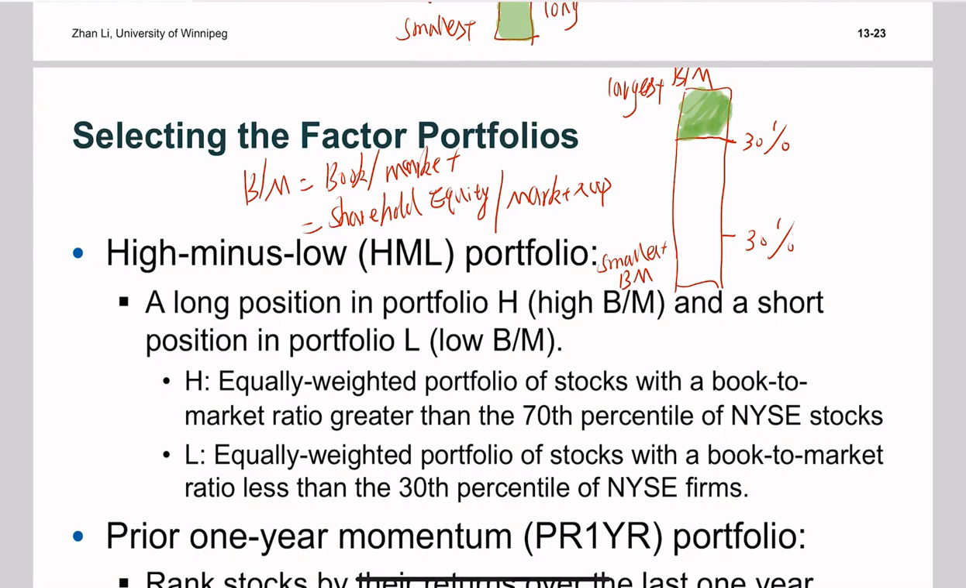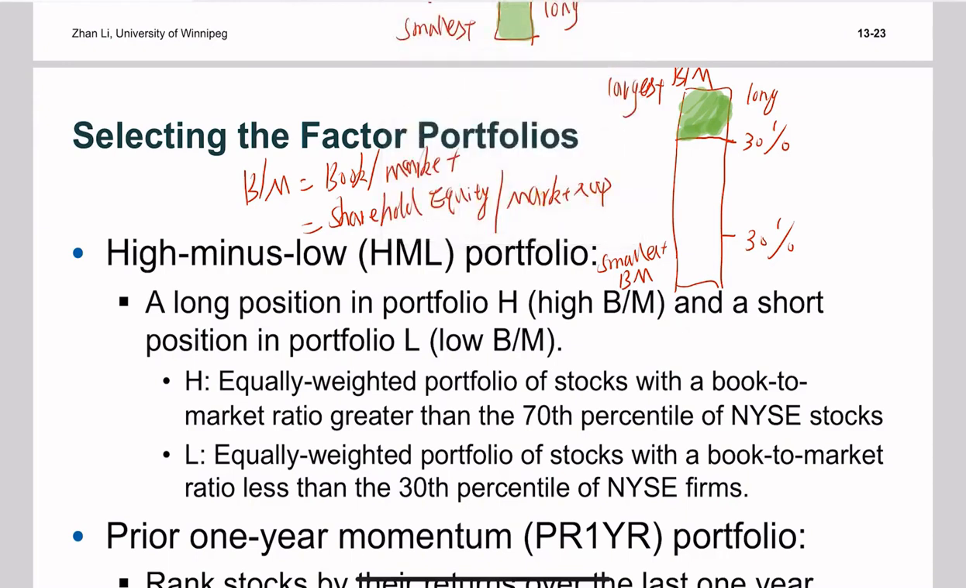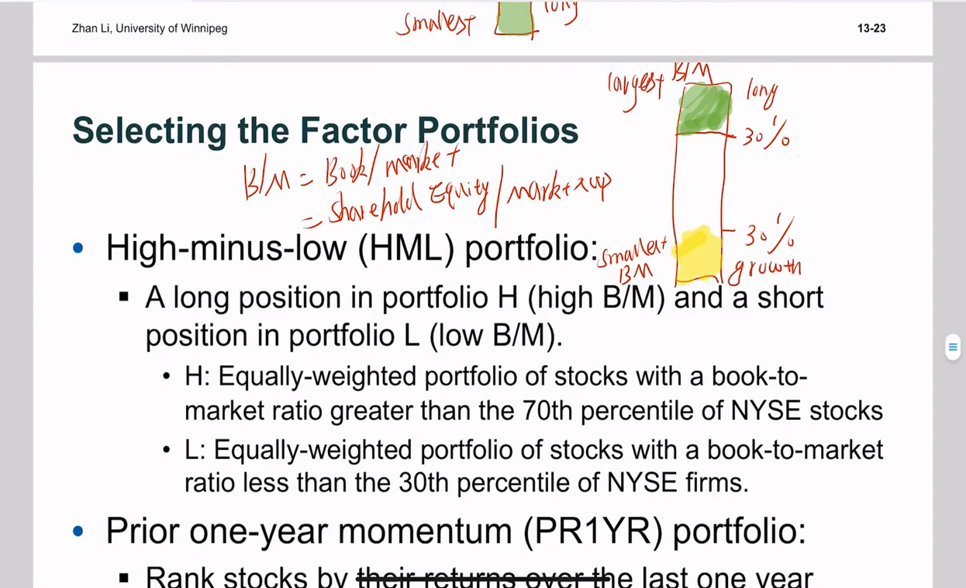And we will take a long position in the value stocks. And then for the bottom 30%, that is with the smallest possible BM ratios, these are actually growth stocks. So we will take a short position, right? We will short these growth stocks and we will long value stocks.